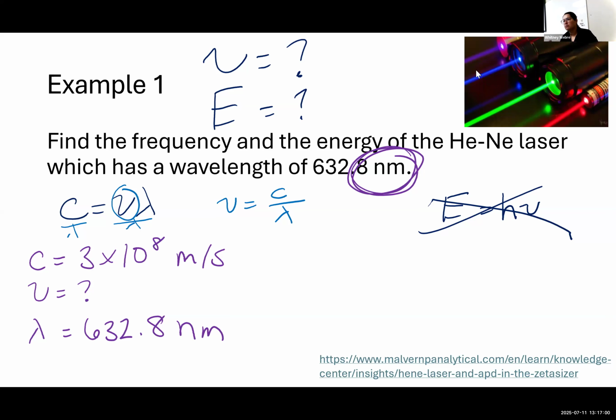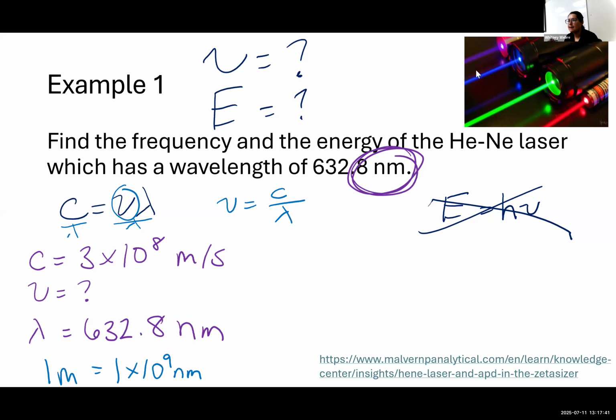So does anyone remember how many nanometers are in 1 meter? This is a review. If I have 1 meter, nanometers are very small, so I go to centi, that's 100 centimeters in a meter. Milli, 1,000 millimeters in a meter. Next would be micro, 1,000,000 micrometers in a meter. Next would be nano, 1 billion nanometers in 1 meter. So 1 meter equals 1 times 10 to the 9th nanometers.